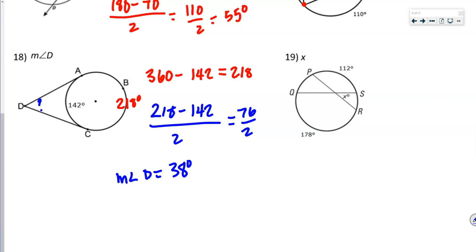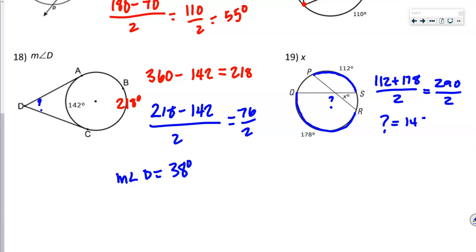All right, so the number 19, you may or may not recall that when we do arc plus arc divided by 2, we get that angle right there. Okay, so we're going to find that angle, and then we're going to use the straight line to find x, okay? So we're going to add 112 plus 178, divide that by 2, and when I added 112 to 178, I got 290. Divide that by 2, so our question mark angle is 145 degrees.